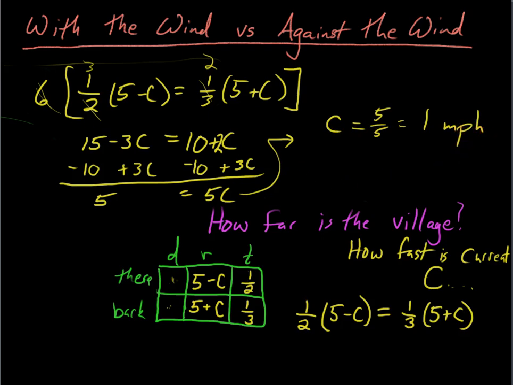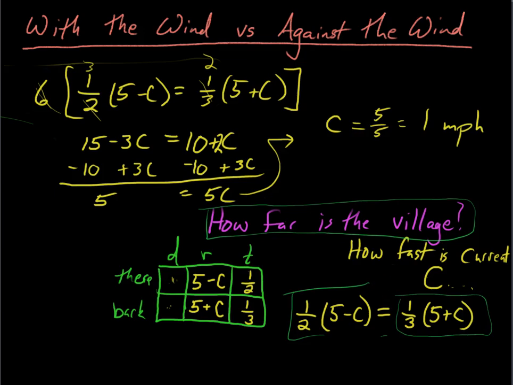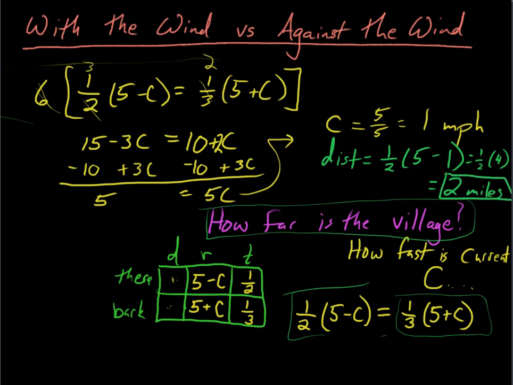Alright, so we got the speed of the current. Now the only thing left is to remember what they actually asked for, which was how far is the village. Both of these were my distance, so I can plug into either one of them, it doesn't really matter. Let's just plug in this first one. So the distance is 1/2 of 5 minus, I just found C is 1, so 1/2 of 4. So that village is 2 miles away.